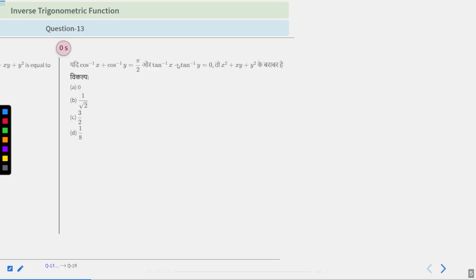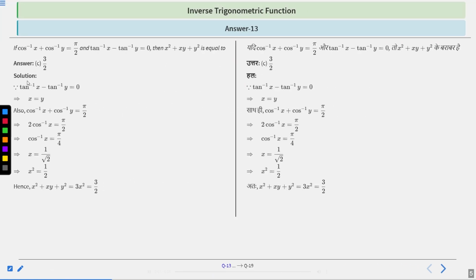Okay, let's move to the solution part. Now, since it is given that tan inverse x minus tan inverse y is equal to 0 and x is equal to y, also we know that cos inverse x plus cos inverse y is equal to pi by 2. Therefore, 2 cos inverse x will be equal to pi by 2. Clear? Therefore, cos inverse x equal to pi by 4. So, x will be equal to 1 by root 2.